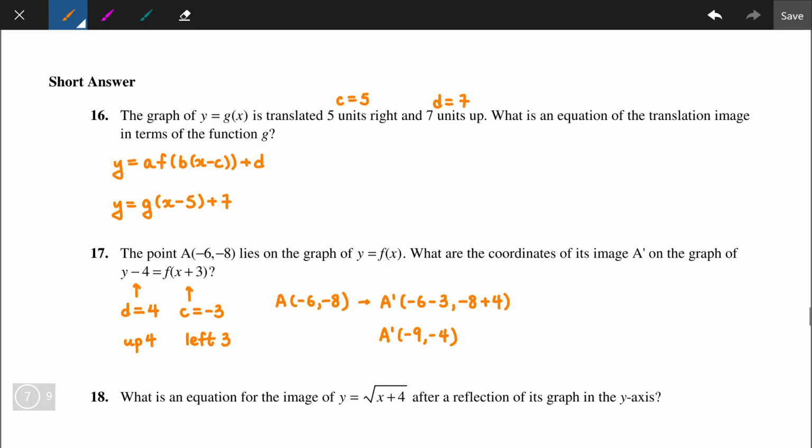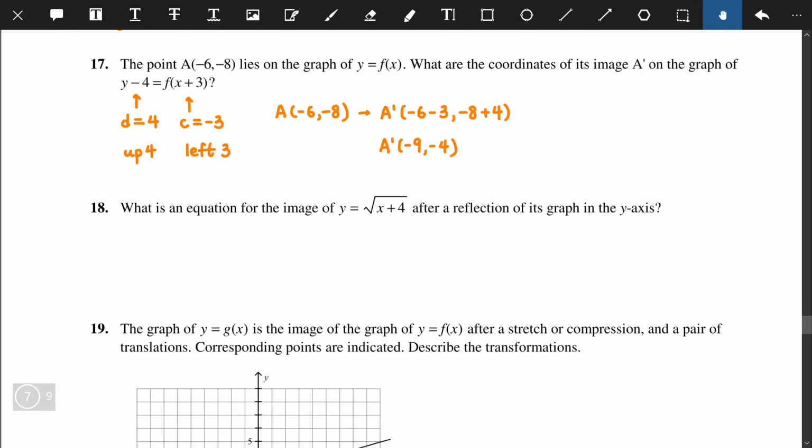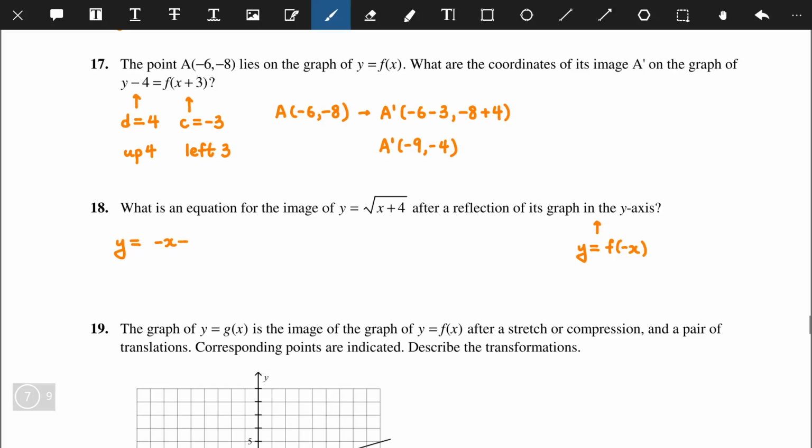Okay, so number 18. Equation of the image of y equals the square root of x plus 4 after a reflection in the y-axis. So in this case, we are looking at y is equal to f of -x. So we simply replace all instances of x in the function with -x, which will give us, in this case, y is equal to the square root of -x plus 4.